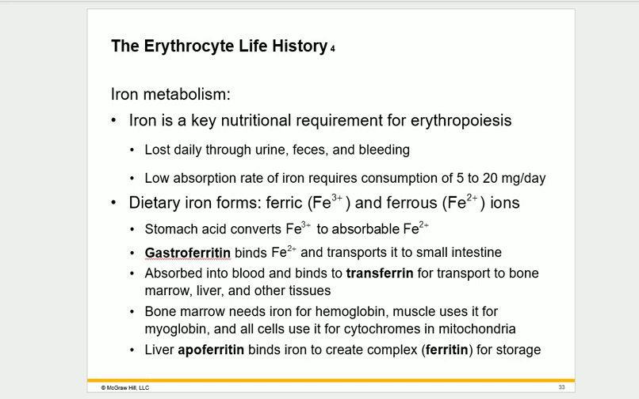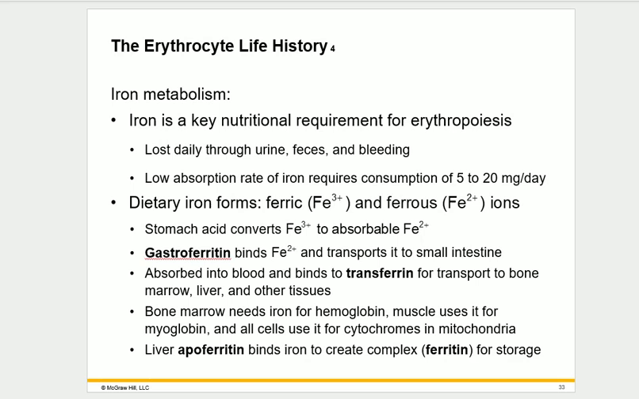Muscle uses it to make the oxygen binding protein myoglobin, and nearly all cells use iron to make electron transport molecules called cytochromes in their mitochondria. So you guys remember the mitochondria, the powerhouse of the cell. The liver then binds the extra iron to a protein called apoferritin, making an iron storage complex called ferritin. And then it releases the iron into circulation as needed.